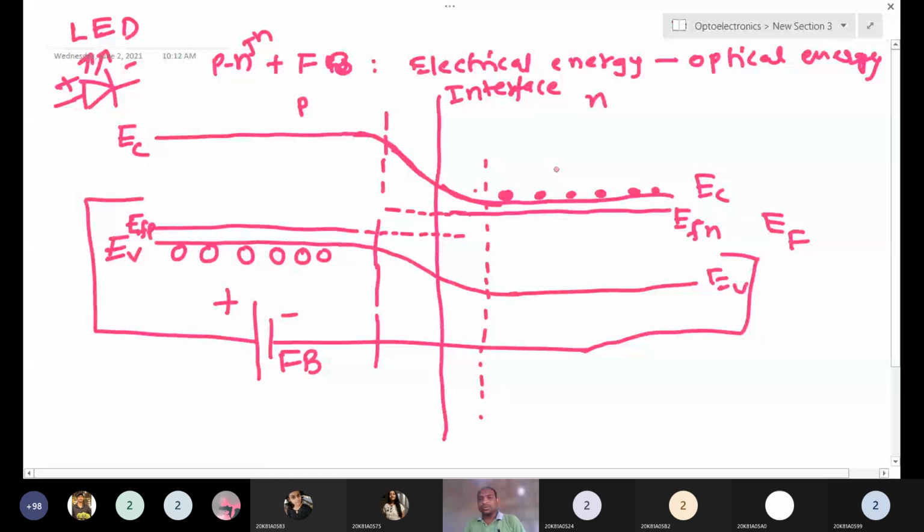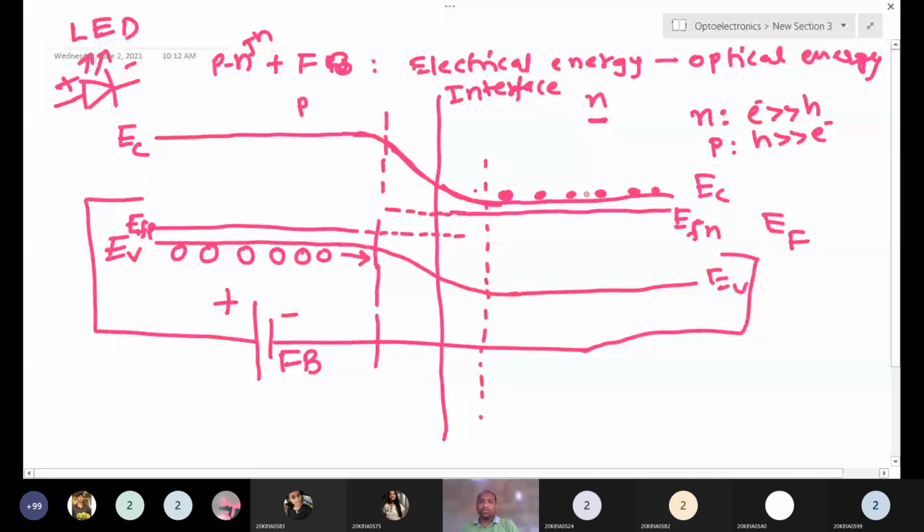That's why in n-type semiconductor we show only electrons, and in p-type semiconductor only holes. Now, when you give a biasing voltage, plus and minus, this positive voltage pushes the holes towards the interface, because holes have positive charge and we are applying positive voltage, so the holes are repelled by this positive potential. Similarly, the electrons in the n-type semiconductor are repelled by the negative potential, and they also try to move towards the interface.